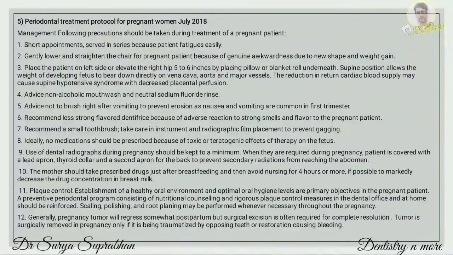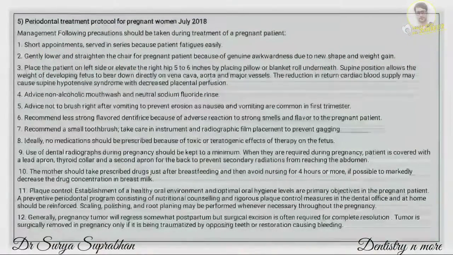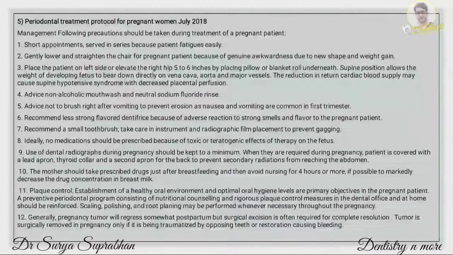Now coming to the next question, that is the periodontal treatment protocol for pregnant women. This was not given in Carranza, so I have made it in a few points. There are 12 points. First, we have to give short appointments for pregnant women because they can get fatigued easily. Second, gently slow and straighten the chair. We should never do it fast. Then place the patient on the left side or elevate the right hip. That much is enough. I have just added the extra for your information.